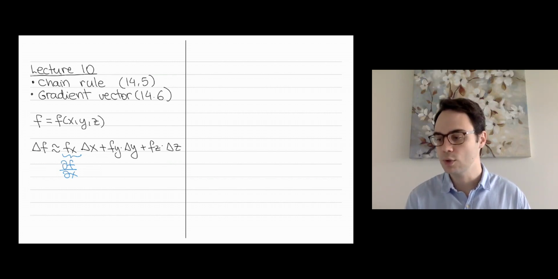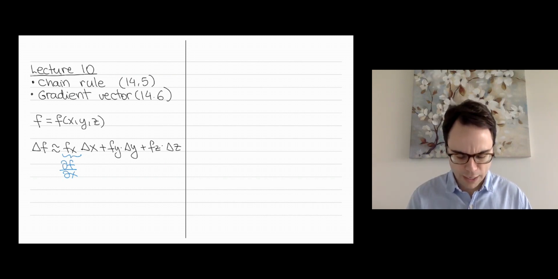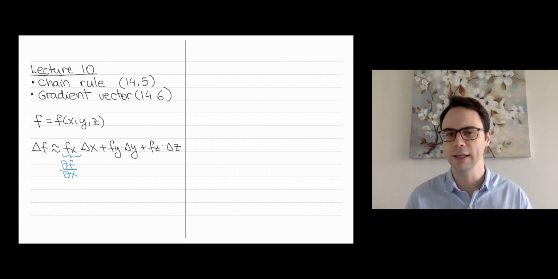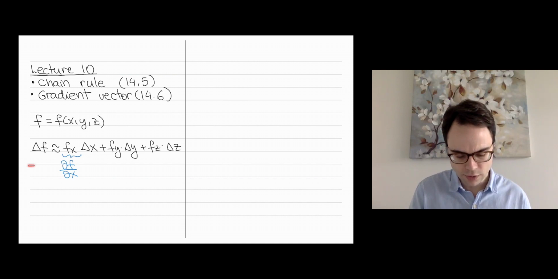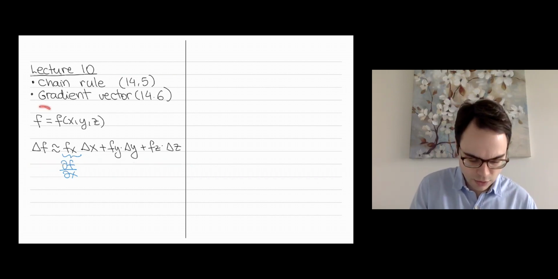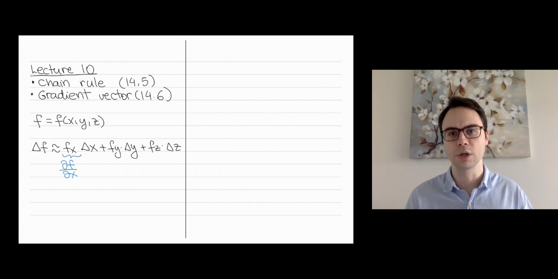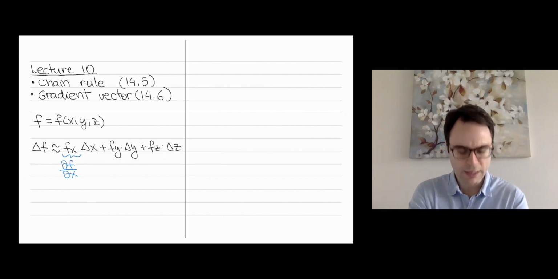I won't prove it for you. Let me say that you can use this going forward. It's true for all ordinary functions. Technically, the conditions that ensure that this holds are, for example, that the function f has all three partials, and the three partials are continuous functions of x, y, and z. So if all partials exist and they're continuous, then this approximation is true. We're going to take that for granted.